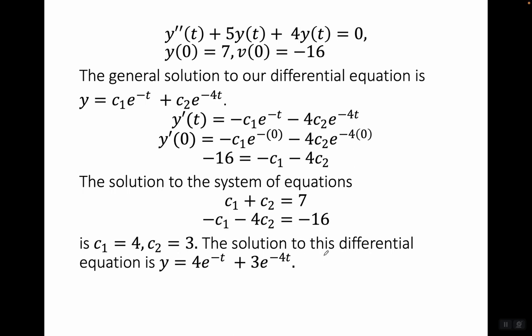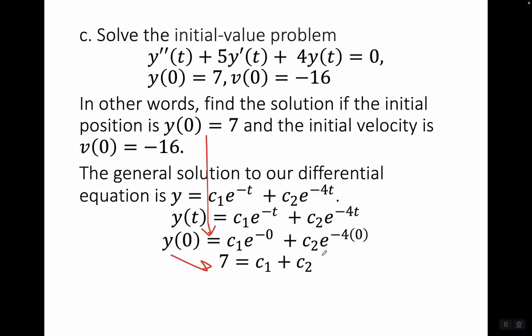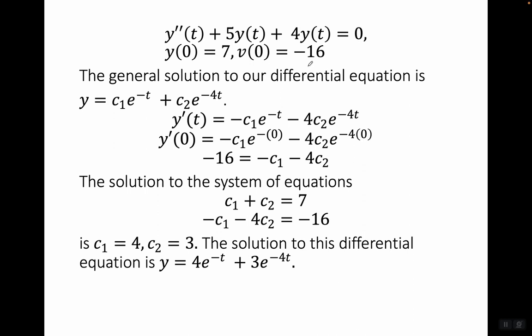Okay, so we know we have this equation, 7 equals c1 plus c2. Now, let's use the fact that v of 0 equals negative 16. What does that lead to? So let's see. We have our general solution, and we need to look at v of 0, in other words, y prime of 0. So let's take the derivative.